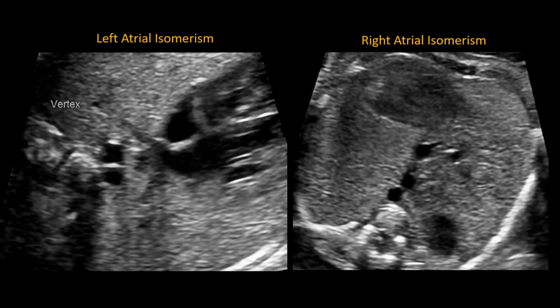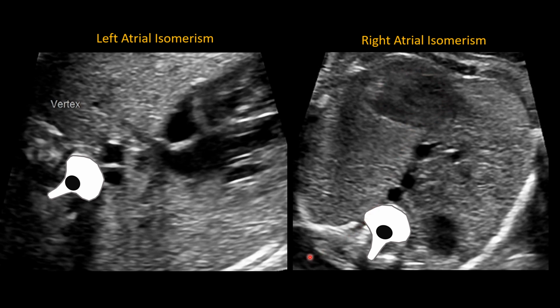Now, in addition to, and probably more identifiable than the superior cavo-atrial connections, are the inferior cavo-atrial connections in both subtypes. And so I'll show you where the spine is in these cases. On the left panel, we see a left atrial isomerism case, and on the right panel, the right atrial isomerism case. This is a transverse abdominal view. This one is just above the level of the diaphragm, where you're seeing part of the four-chamber view here, the atria. This is just below. You're starting to see the diaphragmatic surface of the heart here.